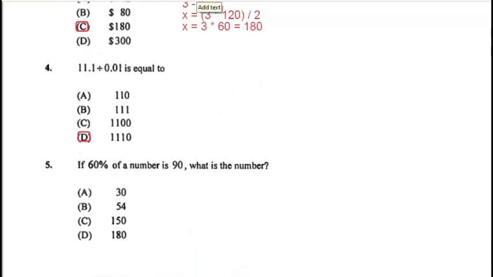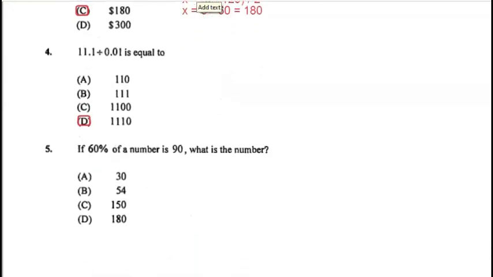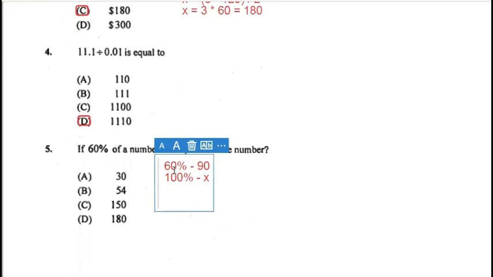So number 5, if 60% of a number is 90, what is the number? So 60% of a number is 90. So what is the number? So the number would represent 100%. The number that we're trying to find, x. So now we're going to cross multiply and make x the subject of the formula, and it becomes 100% multiplied by 90, and all of that is divided by 60%.